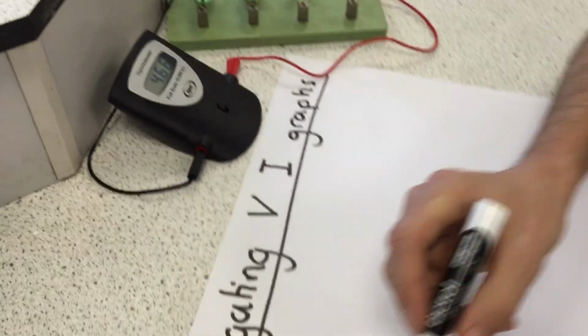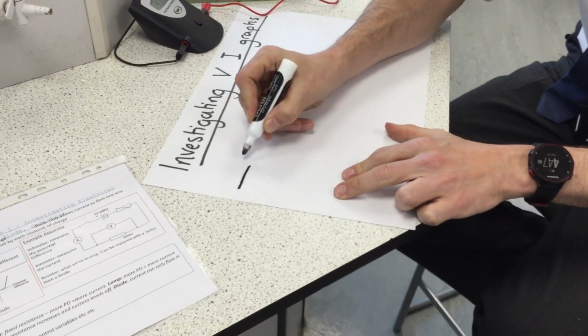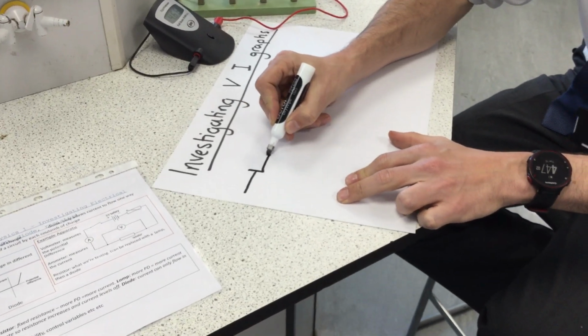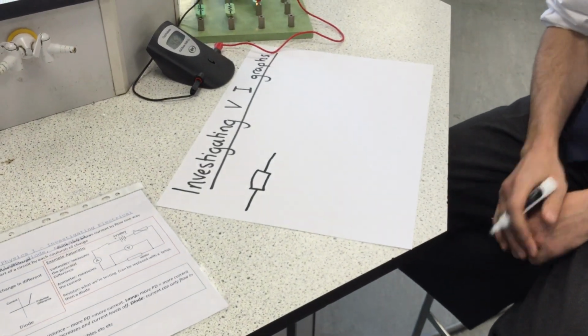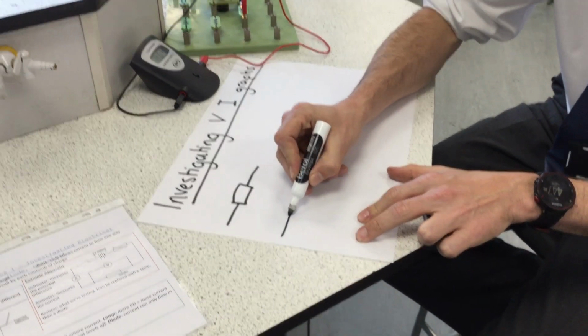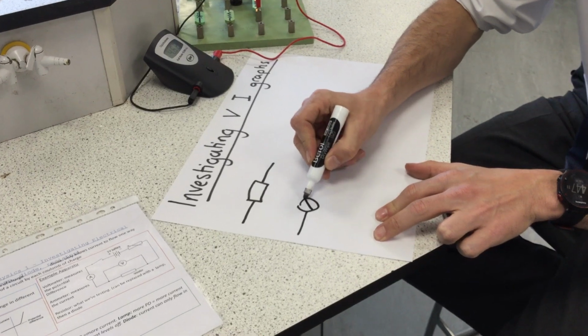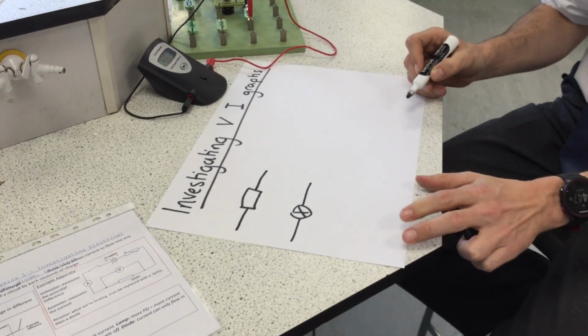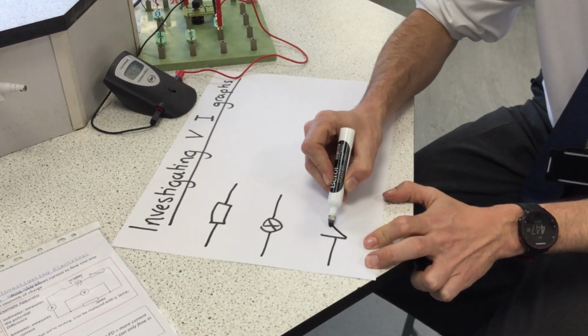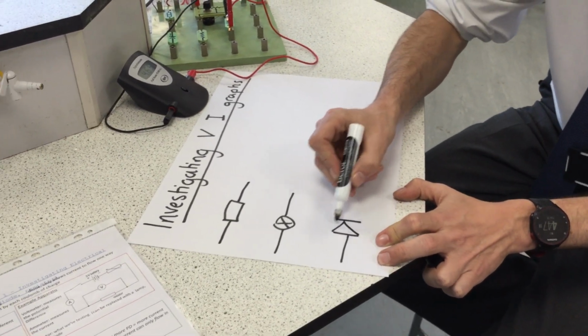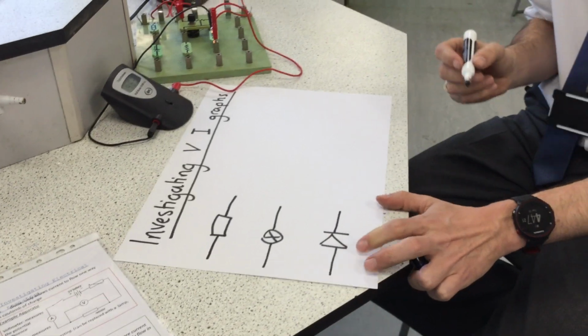I'm going to draw the circuit symbols for them now so you can remember. One of the ones we're going to look at is the voltage current graphs for a fixed resistor. Then we're going to do it for a filament light bulb, and then finally for this rather unusual symbol, which is what we call a diode.